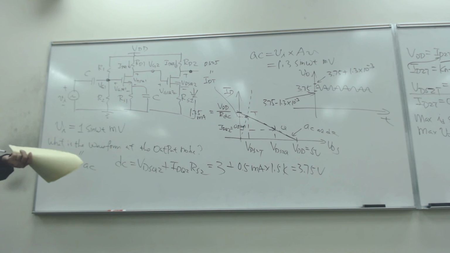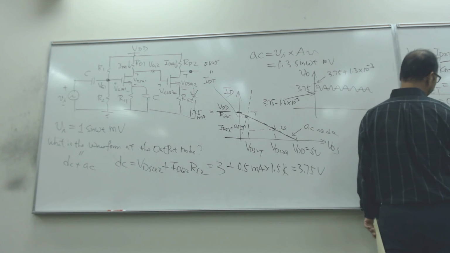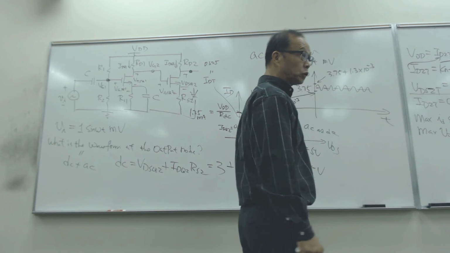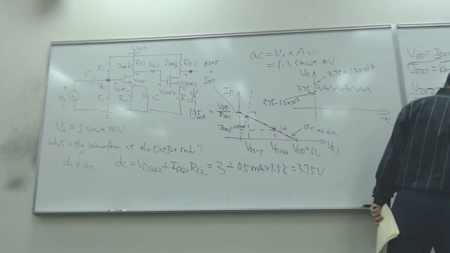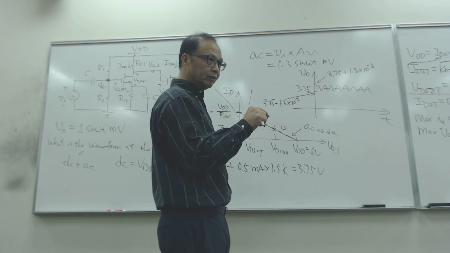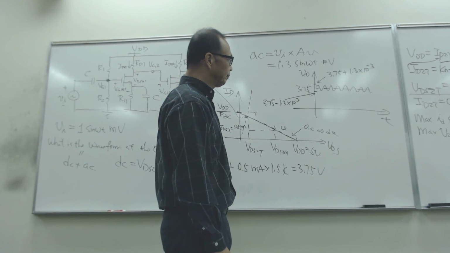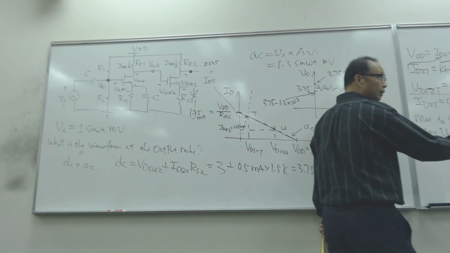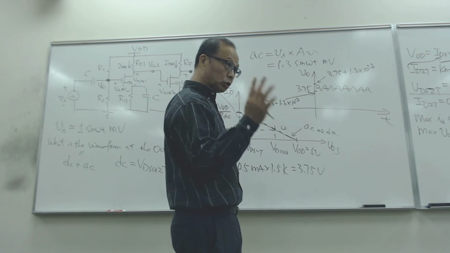We don't use this voltage. That voltage is the maximum output voltage swing you can have without distortion. Okay? So that means if you're going to reach this voltage, then there is a maximum input voltage you can put to the circuit. So what is that maximum input voltage? This voltage divided by A sub V, right? That becomes the maximum input voltage you can put to the amplifier without having any distortion in the output.